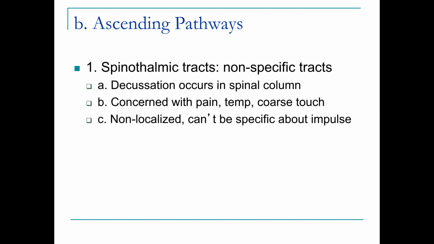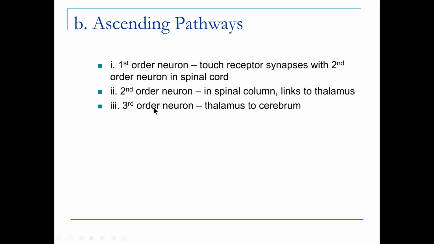The spinothalamic tract is concerned with pain, temperature, and coarse touch. It's non-localized; you can't be specific about it. So you know that you have some generalized pain in this area, and we're going to look at one that has much more specificity. It's going to decussate, which means it's going to cross over. The first order neuron is a touch receptor, which synapses with the second order neuron in the spinal cord.